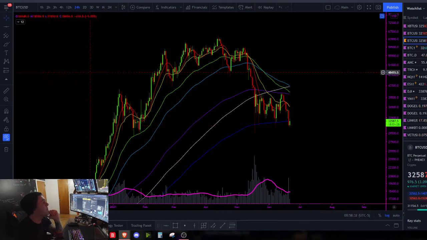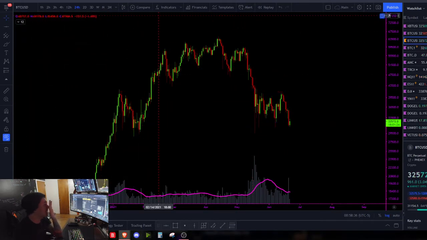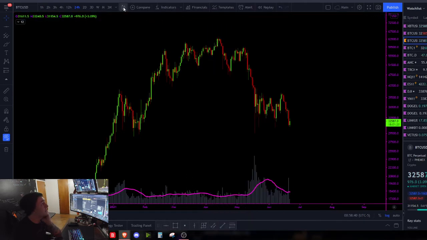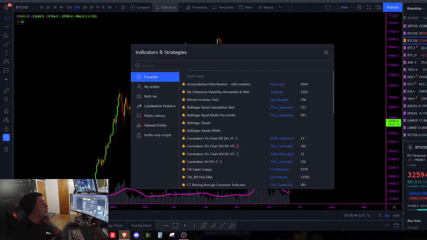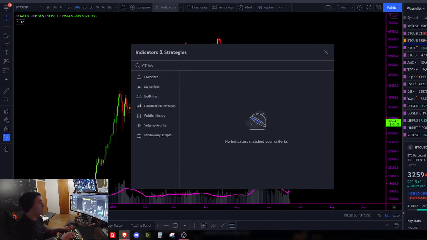So first and foremost, we're going to go ahead and just turn this off for a second. We're going to tell you how to find it. The one that I'm using is pretty awesome. Indicators, you're going to go up here. The one I'm using is, I think, CT MAC. Yeah, CT Moving Average Crossover Indicator.